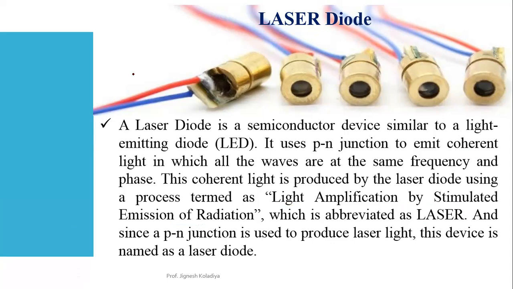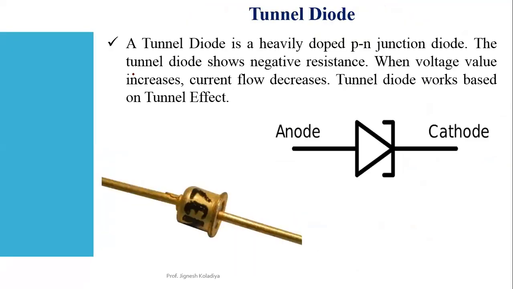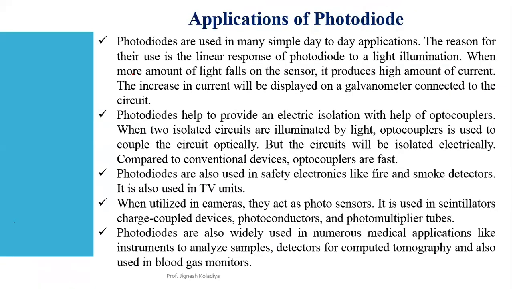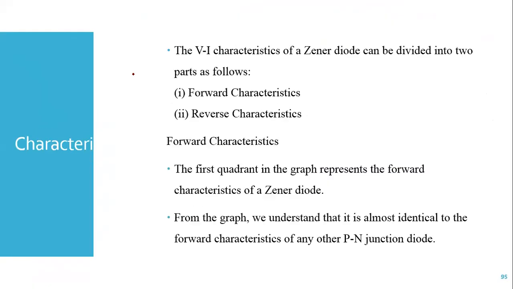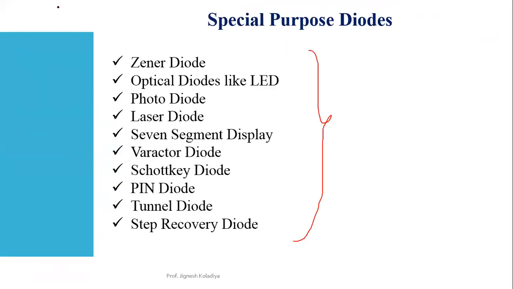Yes, so we'll stop up to this. Next time we will see the construction of the laser diode and its PI characteristic. Then we'll see the tunnel diode, varactor diode, and 7-segment display. Let me just tell you what we have completed today. Today we started with some special diodes: Zener diode is completed, then LED is completed, and photodiode is completed. Next time we'll complete laser, 7-segment display, varactor diode, and tunnel diode.